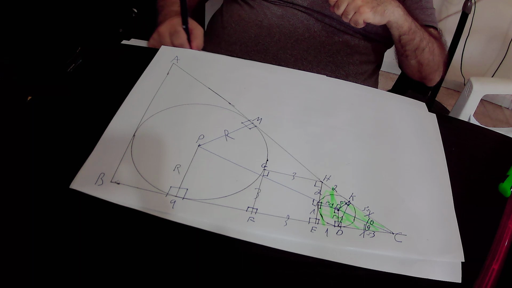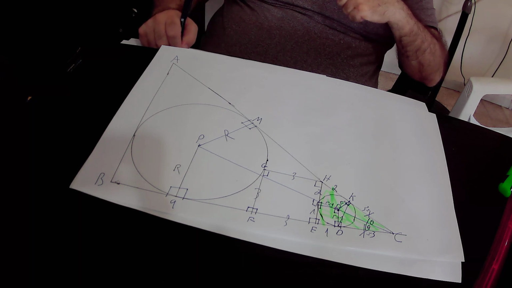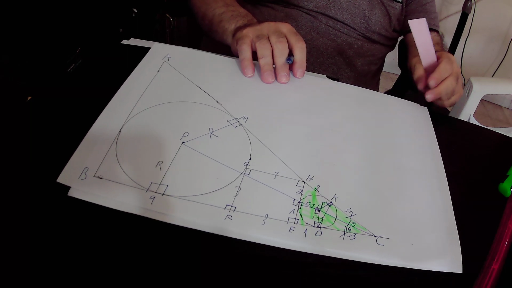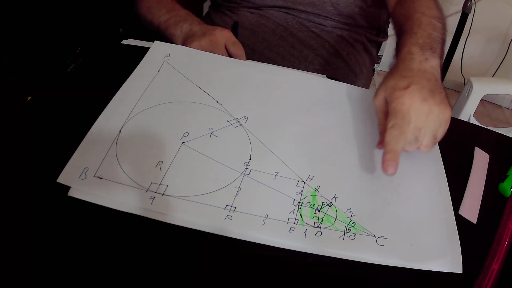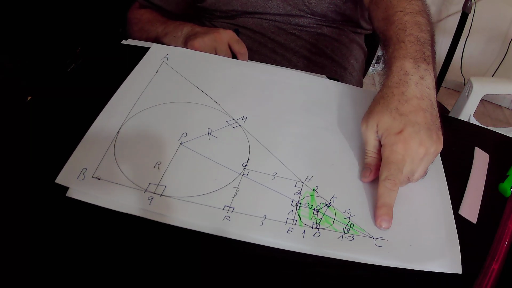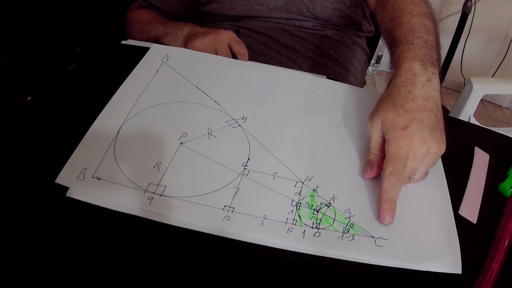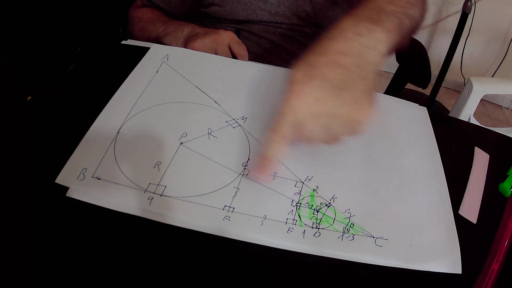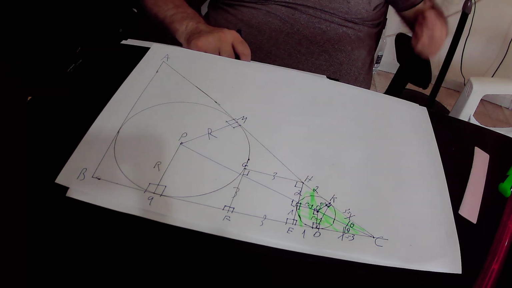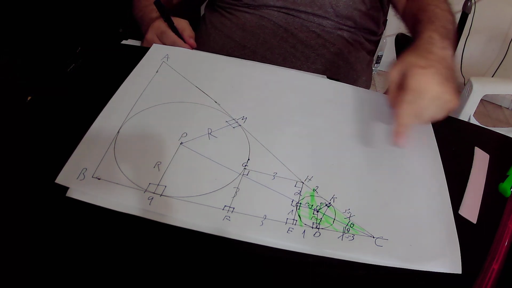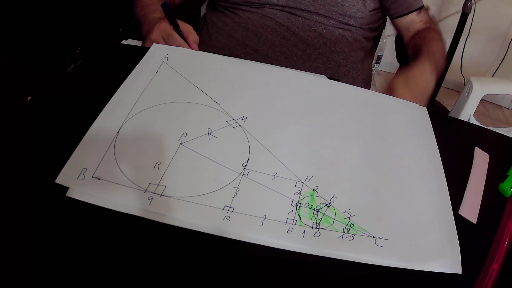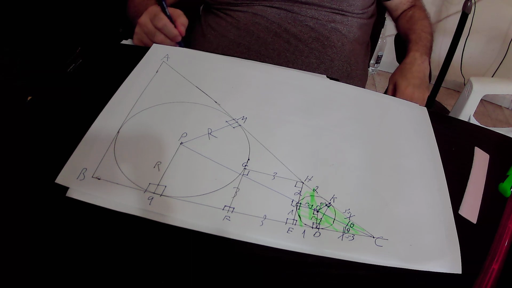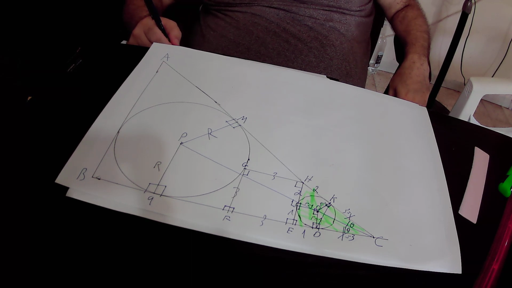In addition, if we focus on the common external point C, from the common external point C, we have two tangents to the big circle: tangent CM and tangent CQ. And according to rule number 2, they are equal to each other. So CM is equal to CQ according to rule number 2.